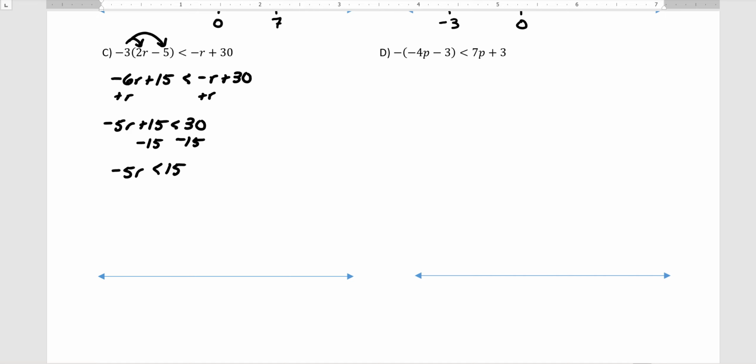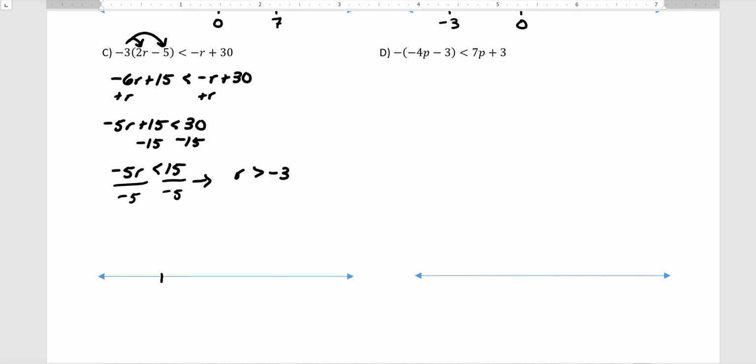And look what we have here. Negative 5r is less than 15. I divide by negative 5 on both sides. When I do that, we should have some alarm bells going off in our head, because if I'm dividing by a negative, that means I need to flip my sign. So this will become r is greater than negative 3. And that would be my solution.